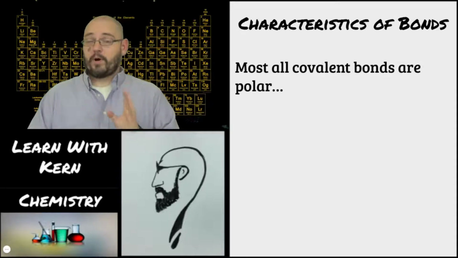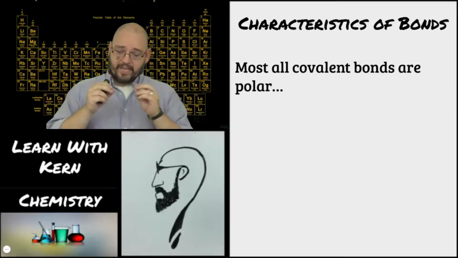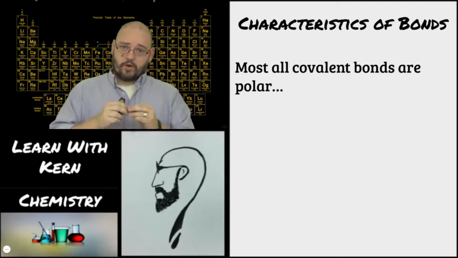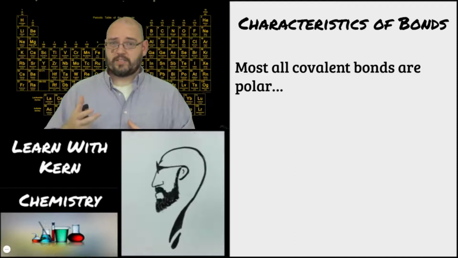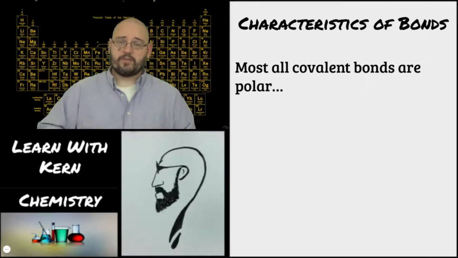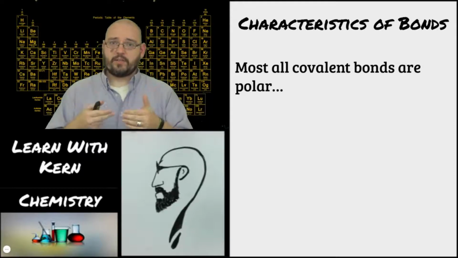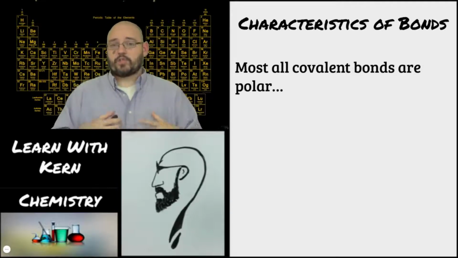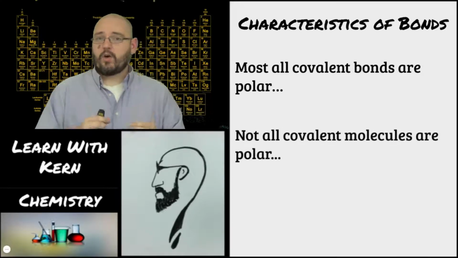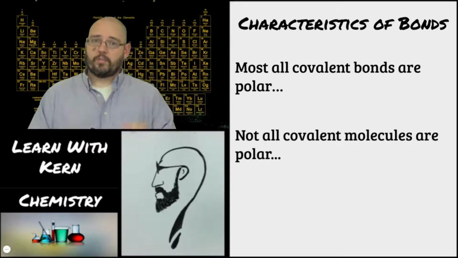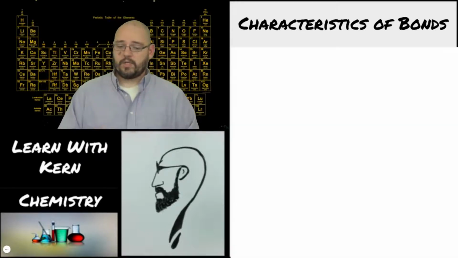Almost all covalent bonds are polar. We talked about that previously, that covalent bonds are polar because they don't share electrons equally, because one atom is going to have a higher electronegativity than the other. The exception to that is when the bonds are between the same element, then they share equally. So those covalent bonds themselves are polar, but not all covalent molecules are polar. You can have polar bonds and a non-polar molecule.